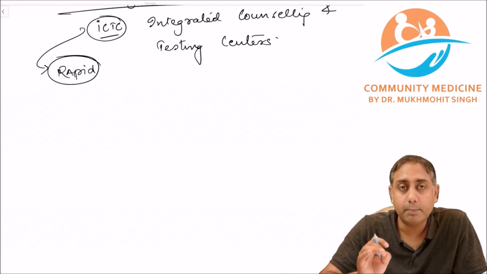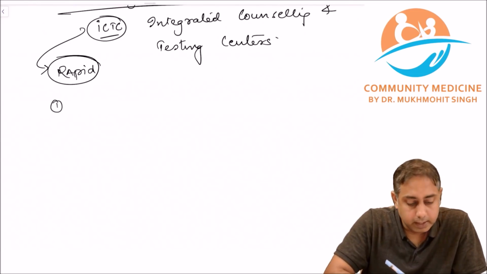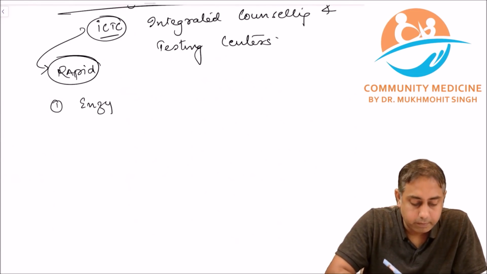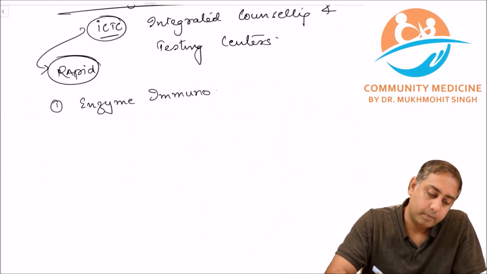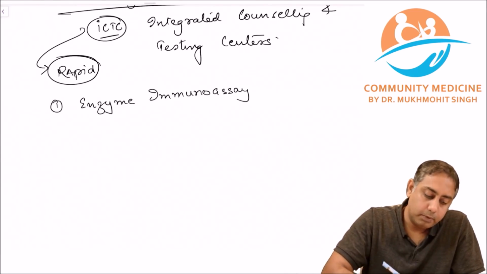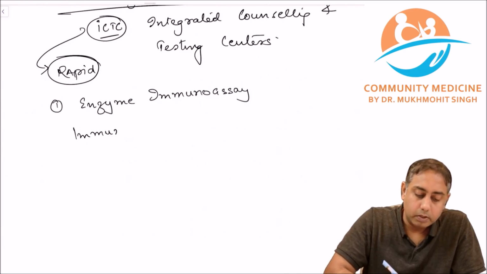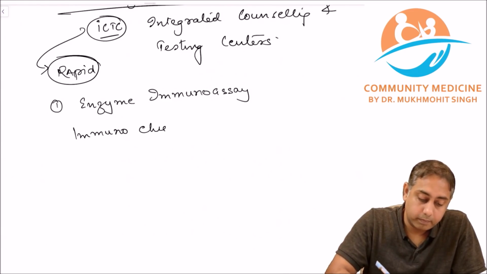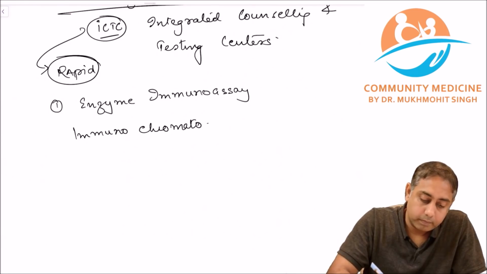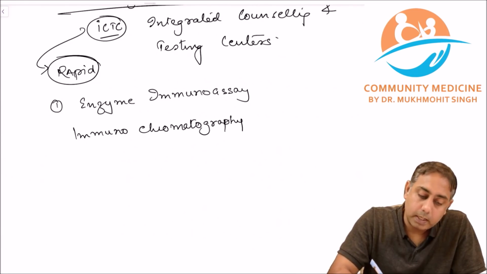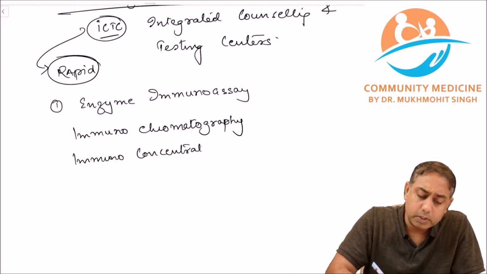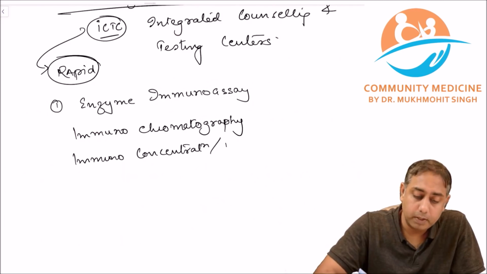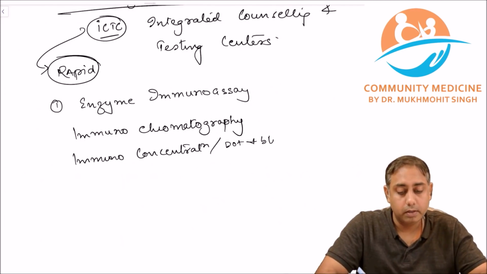The NACO approved rapid tests are: first, enzyme immunoassay. Second is immunochromatography. Third is immunoconcentration method. Immunoconcentration method is nothing but what we commonly call the dot and blot method.